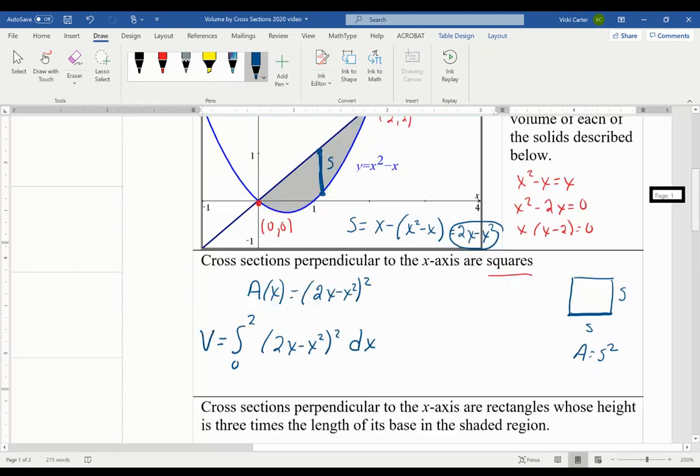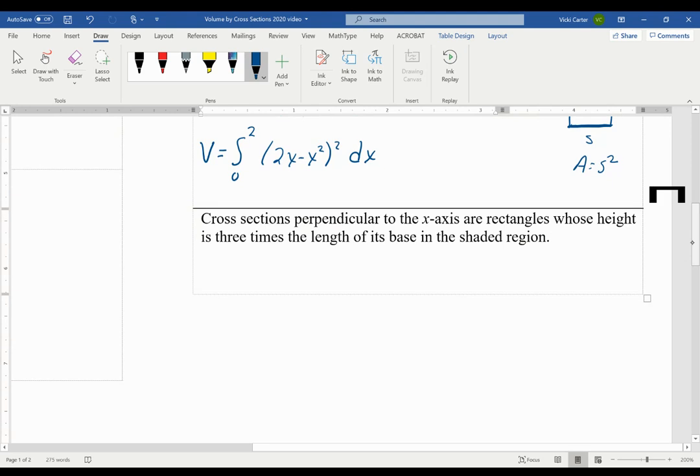All right, let's slide down, and now we have a cross section that's perpendicular to the x-axis that is a rectangle, and the height is 3 times the length of the base. So let's represent that little base again. There's our little base, S. But this time it's a rectangle, and it's 3 times higher than that. Now, I know this is not a very good drawing, but it'll do. So this is 3S. Okay, so there's our rectangle.